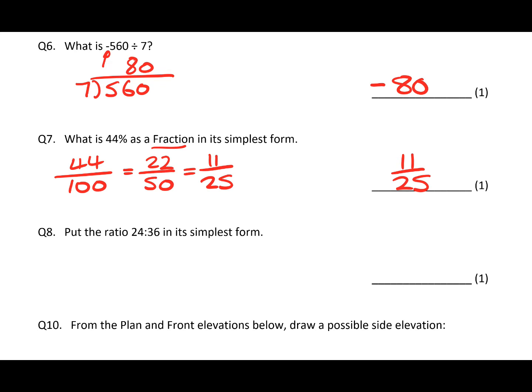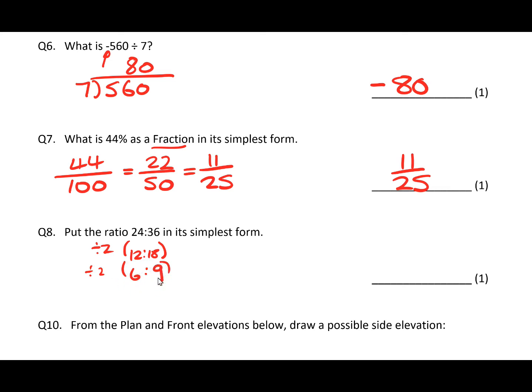Question 8. Put the ratio 24 to 36 in its simplest form. So just like our fractions, all we need to do is divide both sides by the same number. They're both even, so let's divide by 2. I end up with 12 and 18. I can divide by 2 again, so I get 6 to 9.